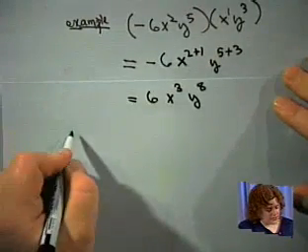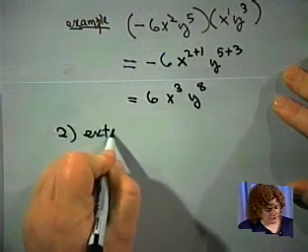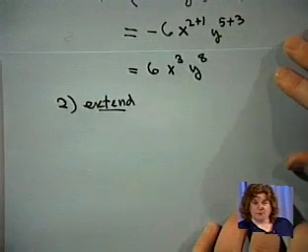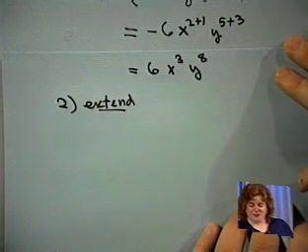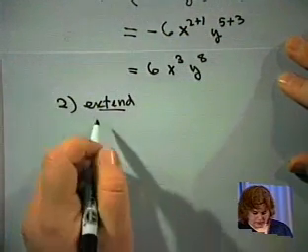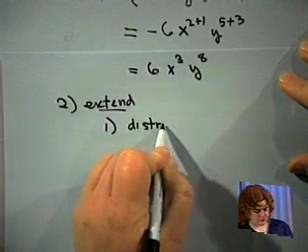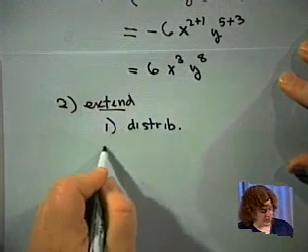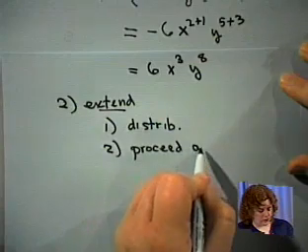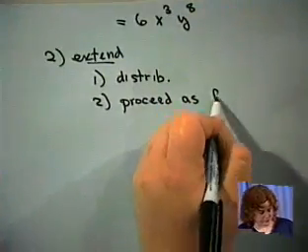Now, let's extend the idea just a little bit. And this gets at our second goal of multiplying a monomial and a polynomial. What we're going to do is, first of all, apply the distributive property, and then we're going to proceed as for two monomials, but with each little piece that we have.